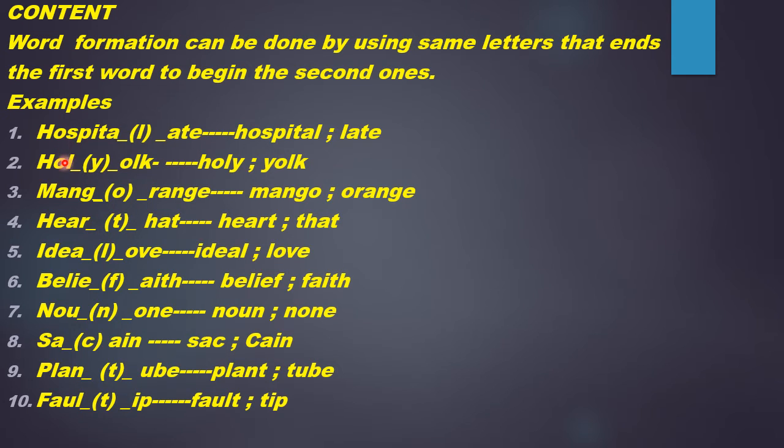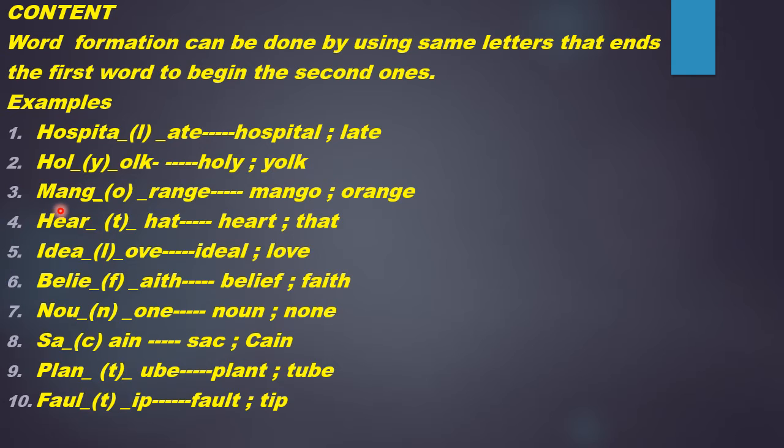Number 2 says whole. Now you want to complete the word. And the second one says oak. You want to start the word. But then we have to use letter Y, which means that when you add letter Y to whole, it becomes holy. And when you add letter Y to oak, it becomes yoke.